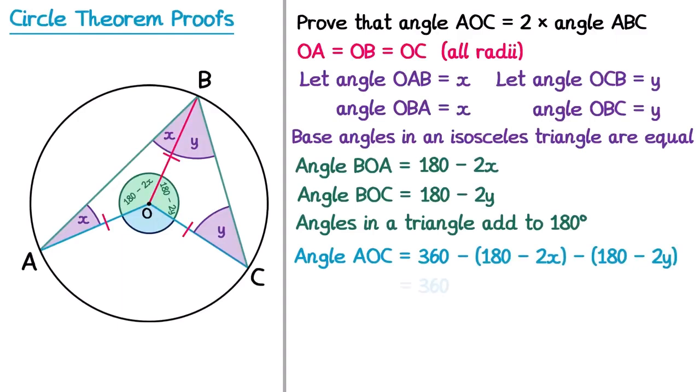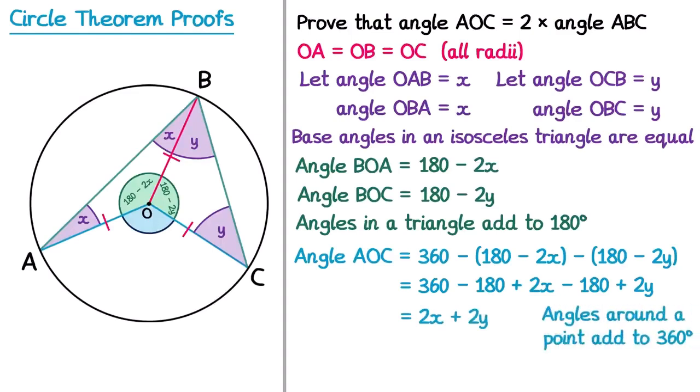When we work this out, we have 360. Negative 1 times 180 is negative 180. Negative 1 times negative 2x is positive 2x. Negative 1 times 180 is negative 180. And negative 1 times negative 2y is positive 2y. Here, the 360 take away 180 take away 180 is 0. So we're just left with 2x plus 2y. Now we need to remember to give a reason for this step, and it was angles around a point add to 360 degrees. Now we're almost ready to finish the proof.